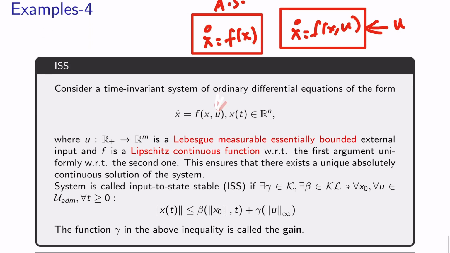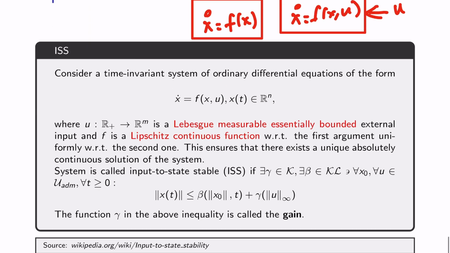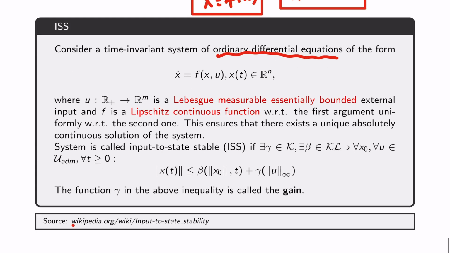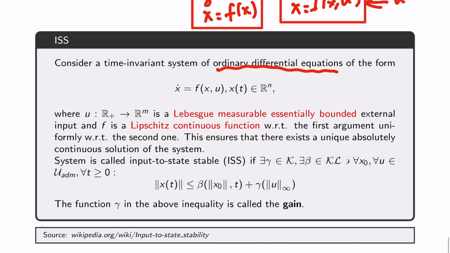Let's check the definition. Consider a time-invariant system of ODEs. By the way, the source is Wikipedia, input-to-state stability. All right, since this is Wikipedia, it will be as general as possible. I'm just giving you a trigger warning: there will be some terms that you are not familiar with, and maybe you shouldn't be familiar with them if you would like to have a life.